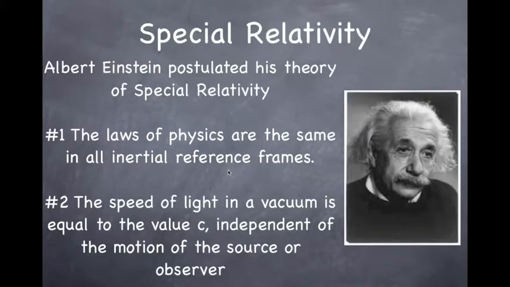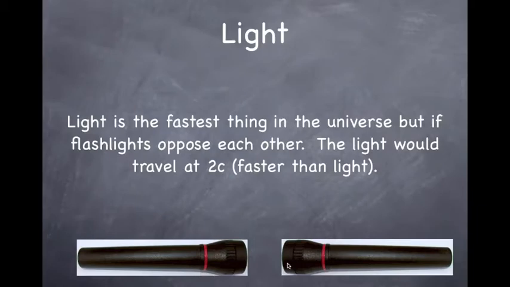This is Einstein's special relativity. It was basically two postulates. And it says this: the laws of physics are the same in all inertial reference frames, and the speed of light in a vacuum is equal to the value c, independent of the motion of the source or the observer. So if we go back to our flashlights, no matter where I am, I should see this flashlight's light moving at the speed of light, and I should see this one moving at the speed of light, no matter if I'm traveling with this light beam or with this light beam.